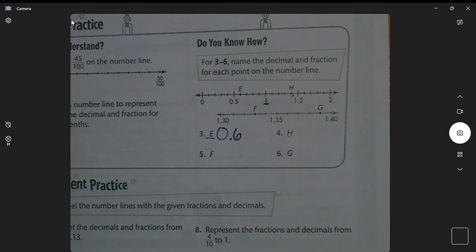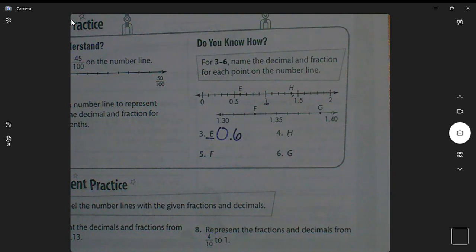1 and, 1 tenth, 1 and, 2 tenths, 1 and, 3 tenths, 1 and, 4 tenths, 1 and, 5 tenths, 1 and, 6 tenths, 1 and, 7 tenths, 1 and, 8 tenths, 1 and, 9 tenths, 1 and, 10 tenths, or I can't say that, it doesn't make sense mathematically. I have to call 1 and 10 tenths 2.